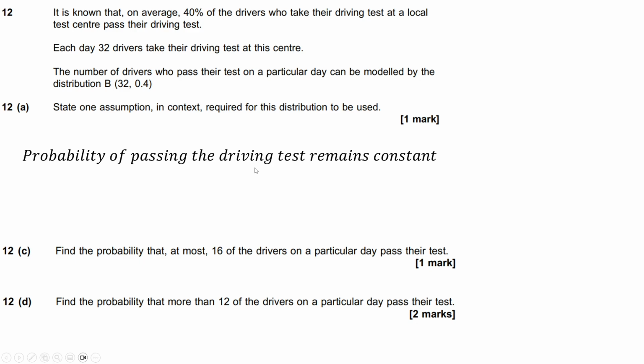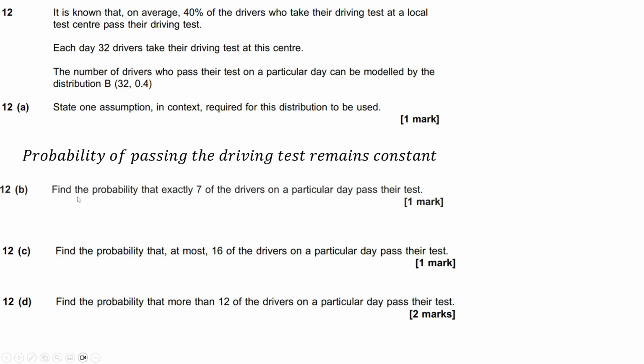It's the probability of passing the test remains constant. It says "in this context", so you do actually need to use the context, otherwise you won't get the mark. You could also say that there's a fixed number of trials. You could say the event of passing the test is independent of not passing the test. A bunch of different things.